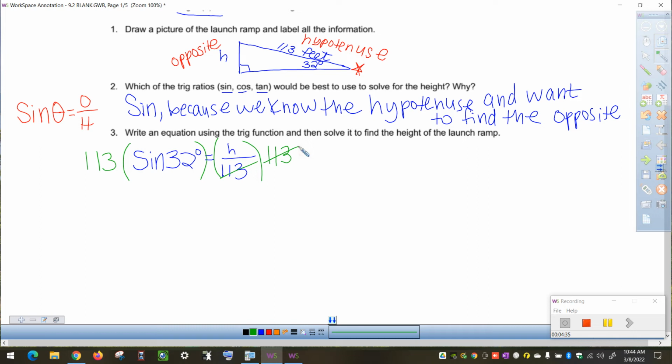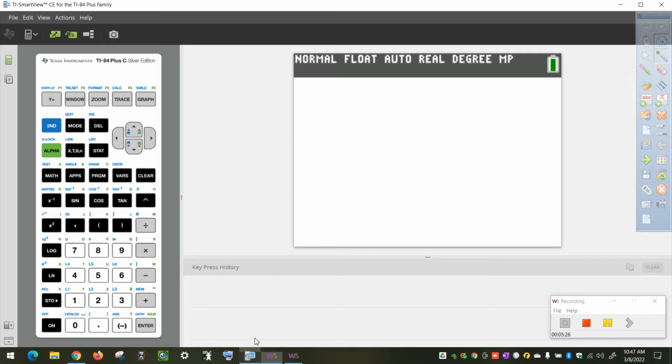So our final calculation is going to be 113 multiplied by the sine of 32 degrees. And for this final step, we go to our calculator. Now you can do this on your graphic calculator quite easily. A scientific calculator will work as well, as long as it has the sine, cosine, and tangent buttons. And so I'm just going to model up here what it would look like on your graphing calculator.